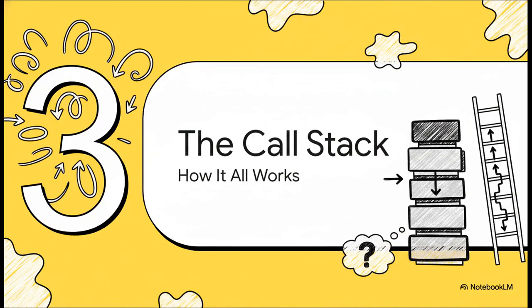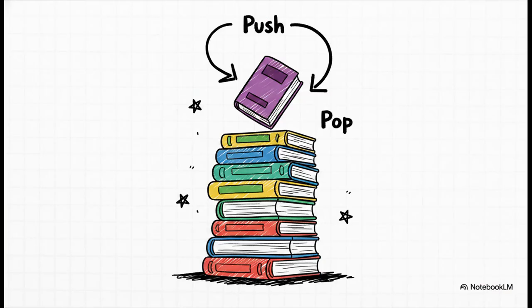Okay, so wait a second. If a function keeps calling itself over and over, how does the computer not get totally lost? How does countdown 3 remember what it was doing after countdown 2 finishes? Well, the secret lies in a fascinating part of your computer's memory called the call stack. The best way to picture the call stack is to think of a stack of books, or maybe plates at a cafeteria. You can only put a new one on the very top, and you can only take one off from the very top.